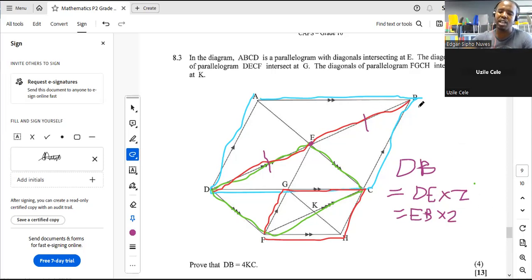Now, instead of using EB, you see KC. Where is KC? The KC we want to get to is here. Do you see that? Yes. If we use EB, it's further away. So we rather use DE, because DE is closer to KC than EB is. Are you following now?